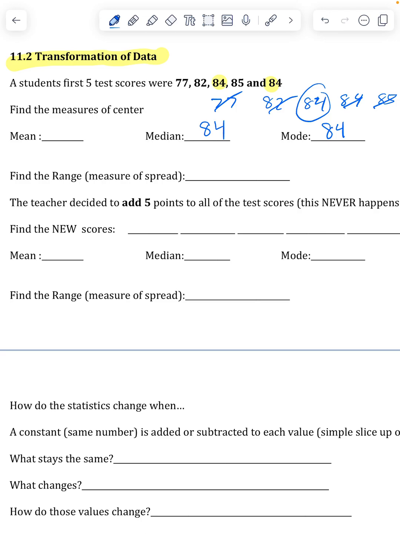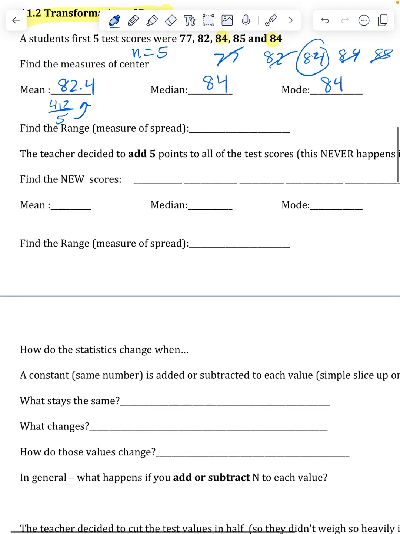And here I'm going to add them all up. When I do that, I get 412. There are 5 scores, so I'm going to divide by 5. And my mean is 82.4. So we learned how to do all that yesterday, which was a review from a long time ago. Range is going to be my highest value minus lowest value. So my range is 8, and that is a measure of how spread out the data is.